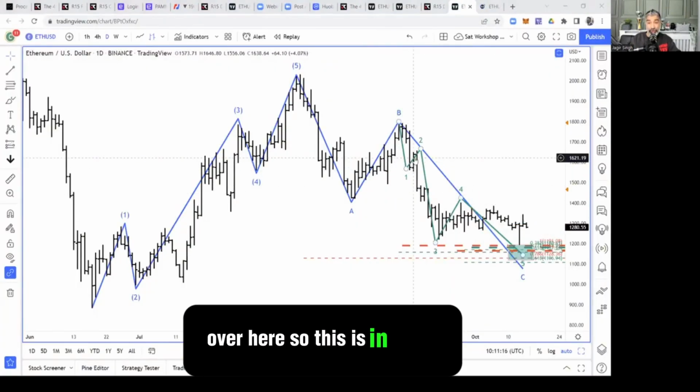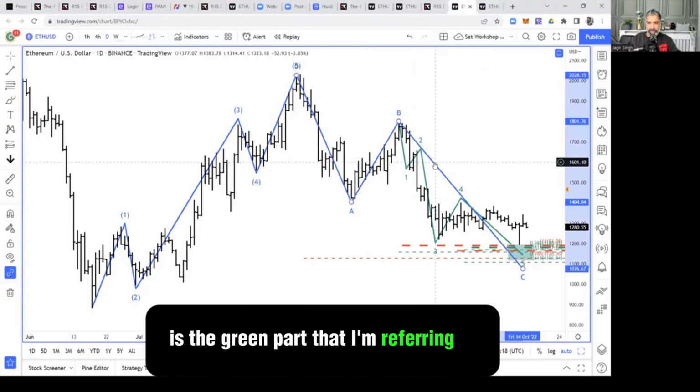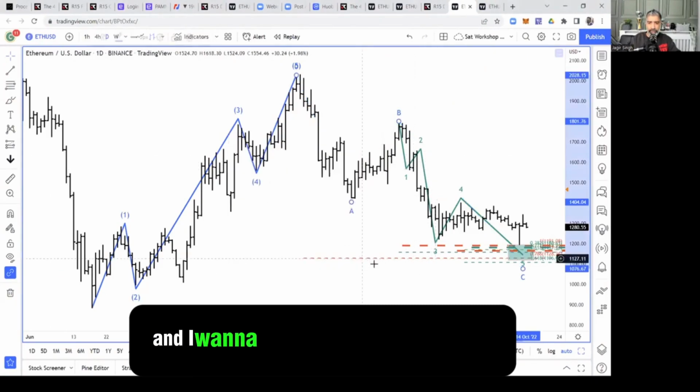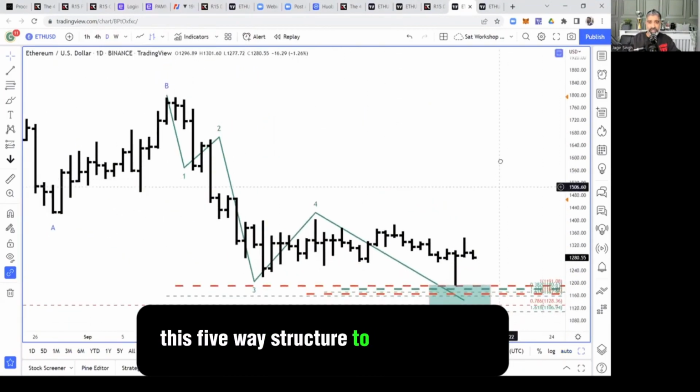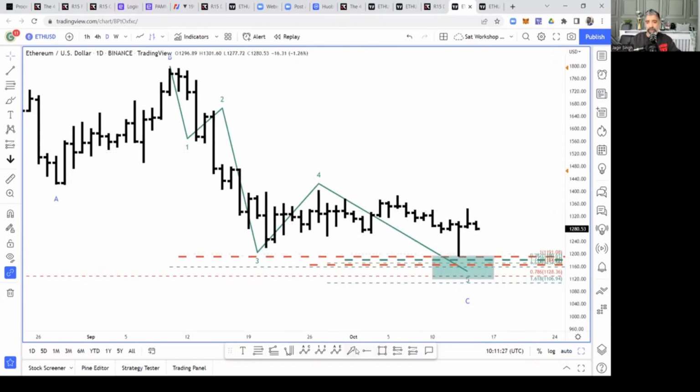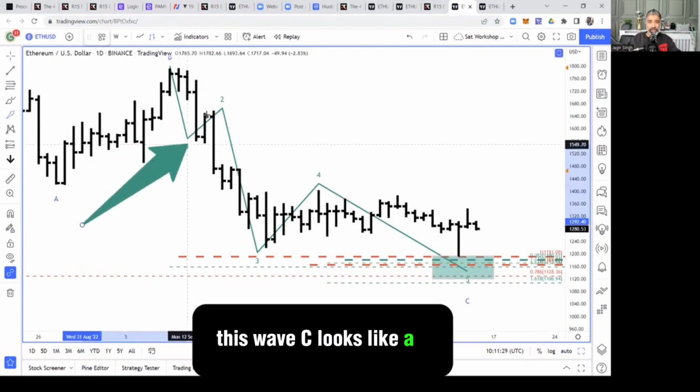So this is in green, the green part that I'm referring to. Let me get rid of this blue. And I want to refer to this green part. All right, so we were talking about this 5-wave structure to the downside. This wave C looks like a 1, 2.